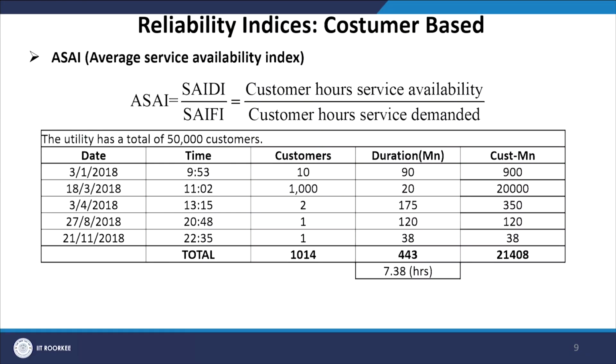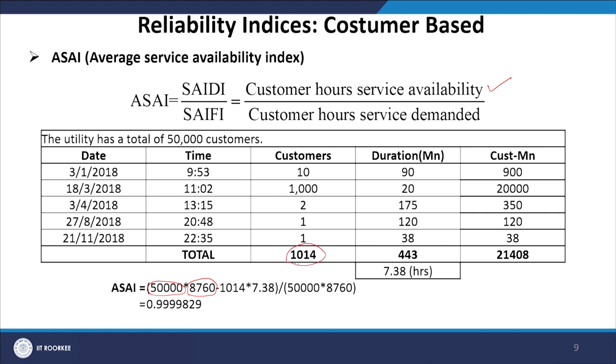Now we'll move to Average Service Availability Index, that is ASAI, which is the ratio between customer hours service availability upon customer hours service demanded. If you take the same case study, probably you can calculate ASAI, which is customer hours service availability, that is the total customers, 50,000, multiplied by 8,760 hours, multiplied by customers got interrupted.